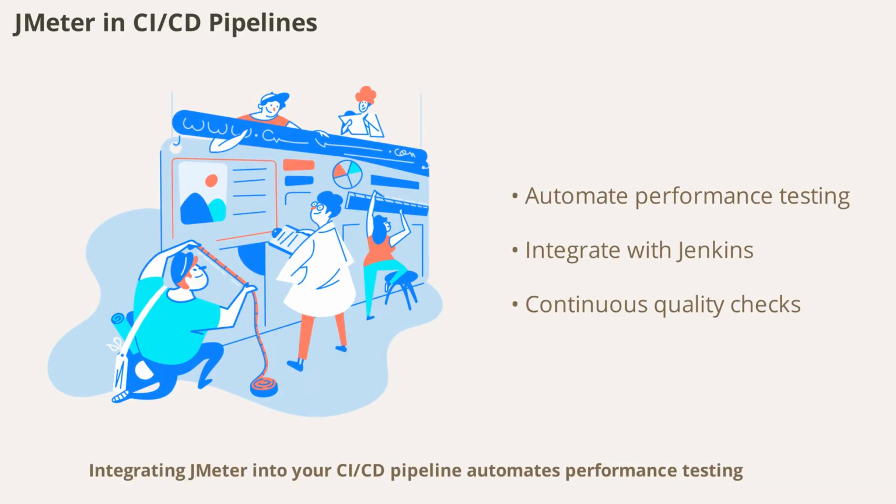Integrating JMeter into your CI/CD pipeline automates performance testing and ensures your application meets quality standards with every deployment. By running JMeter in command line mode and connecting it with tools like Jenkins or GitHub Actions, you can trigger tests automatically and publish reports for every build.